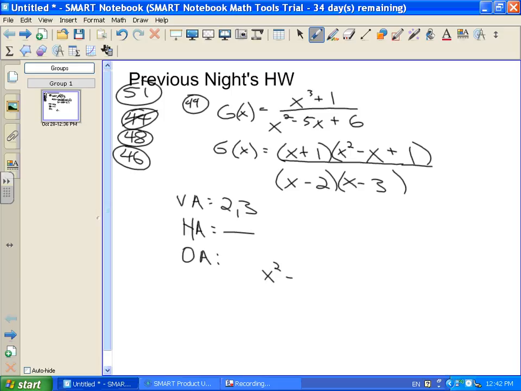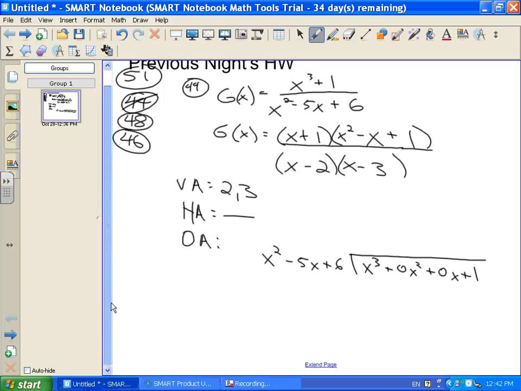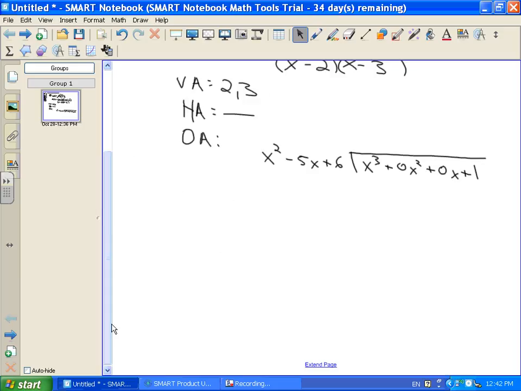So we go x squared minus 5x plus 6. And I want to know how many of those there are in this. X cubed plus 0x squared plus 0x plus 1. Okay, what do you multiply together, or what do you multiply x squared by to get x cubed? X. So then I distribute x times x squared as x cubed. X times negative 5x. X times 6.